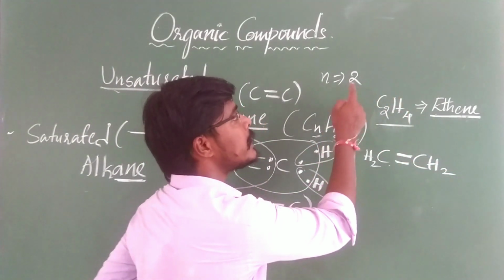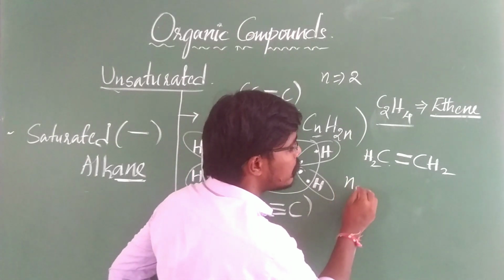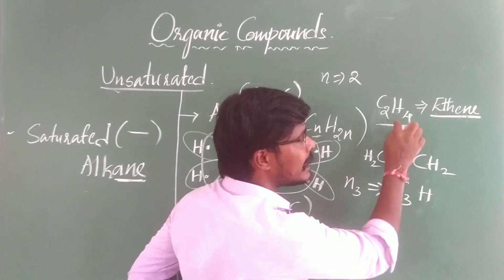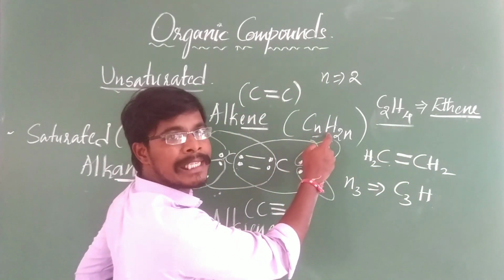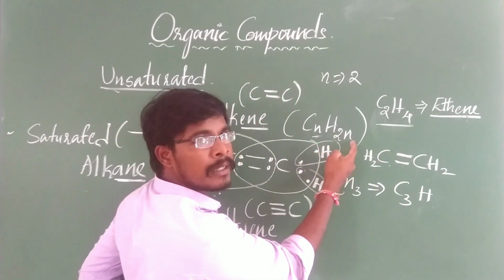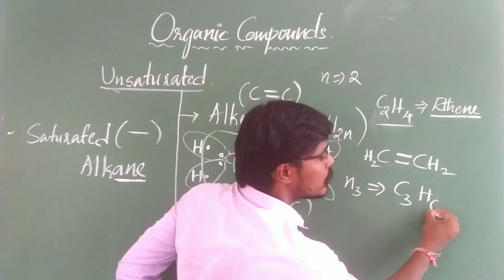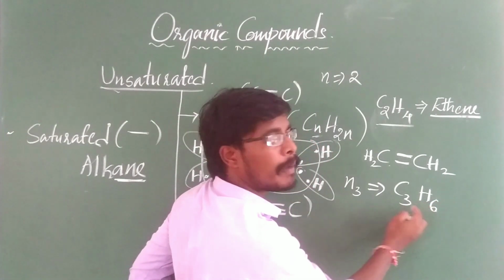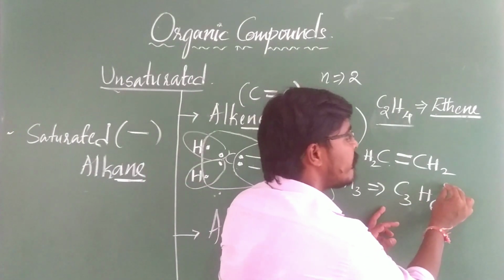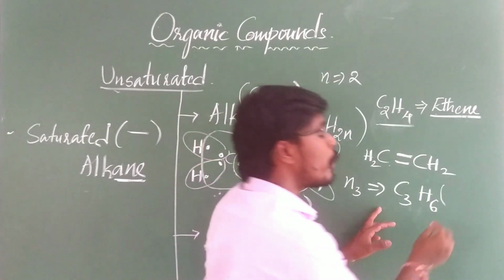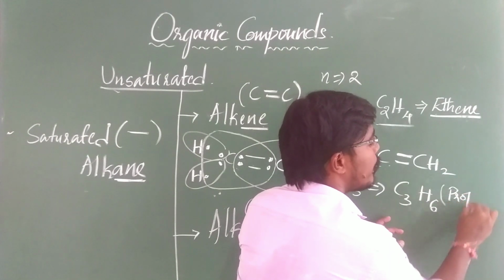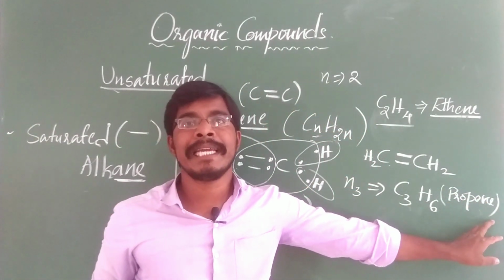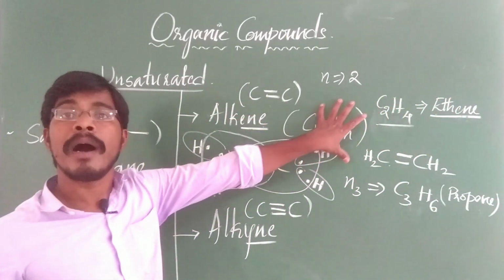In place of n equals 2, if you take n equals 3, then what can we write? C3H, 2 into 3. 3 twos are 6. So 6 hydrogen atoms. So between the carbons a double bond is there, and the name of this compound is propene. It is called propene. So the suffix is E-N-E. This is about your alkene.